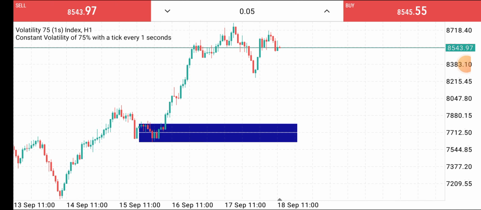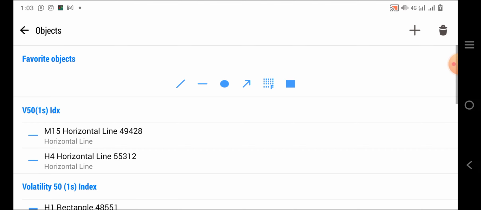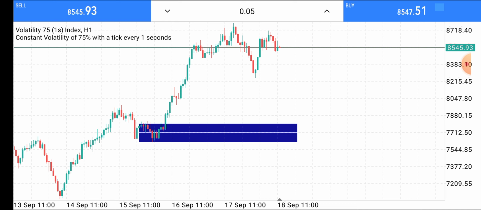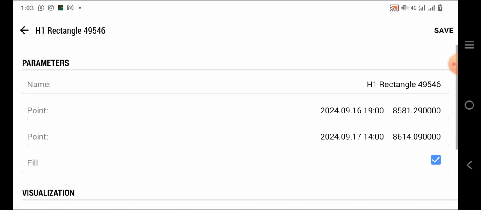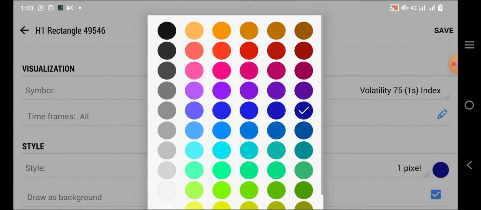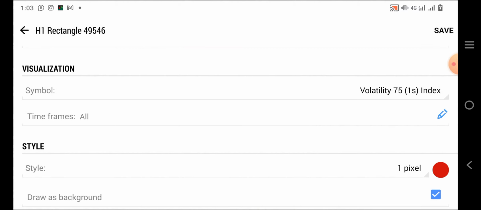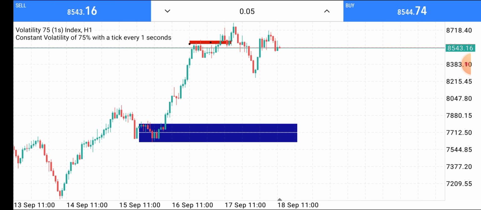So we also have to note our change of character. Very, very important. The box should be very small. You can also change the color so that you will know it. You can do analysis anywhere, even on your phone or your system. So I'm going to change it to red. So when I open my chart, I know that is a change of character.